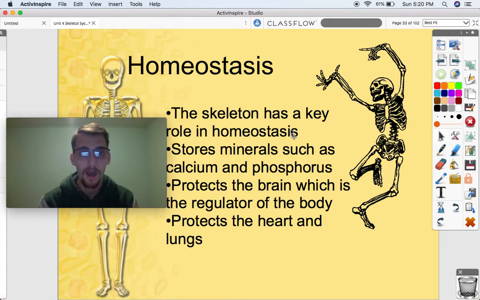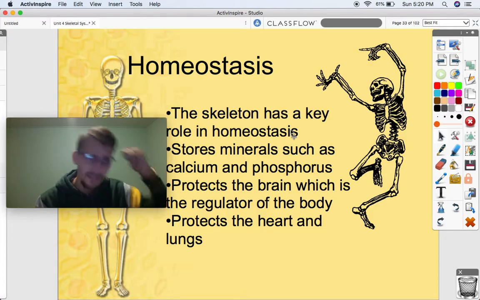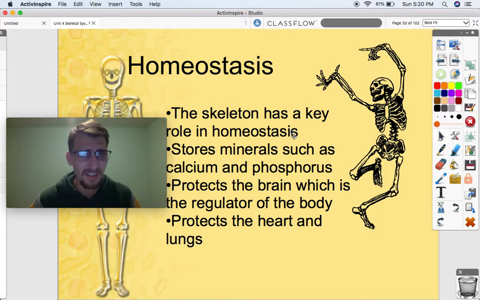It maintains homeostasis by protecting the brain. That's a big deal. And protecting your other viscera like your heart and lungs, that's a really, really big deal, because those are important, your heart and lungs and brain.